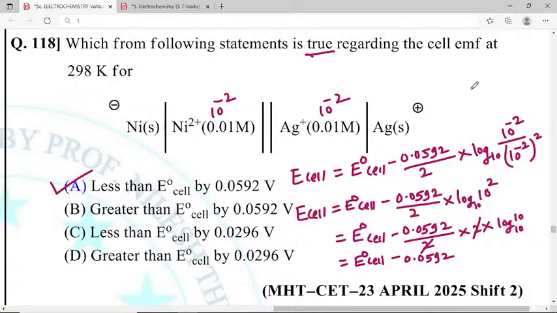Log 10 to the base 10 is the complete factor, log 10 to the base 10 value is 1, always remember. And log 1 to the base 10 value is 0.